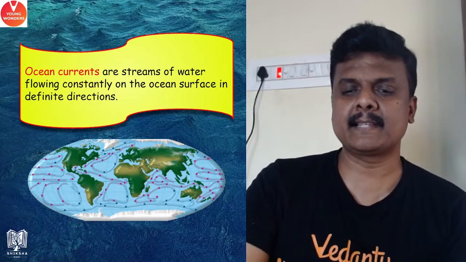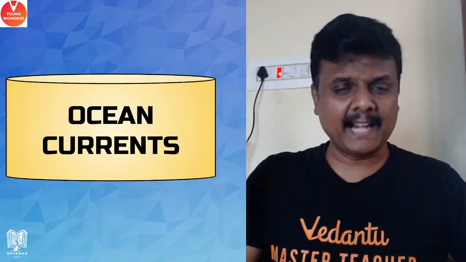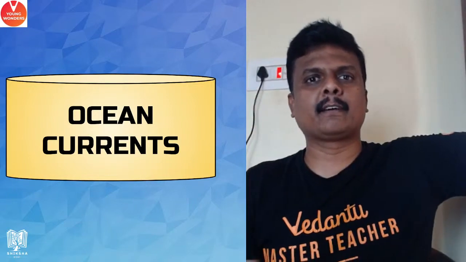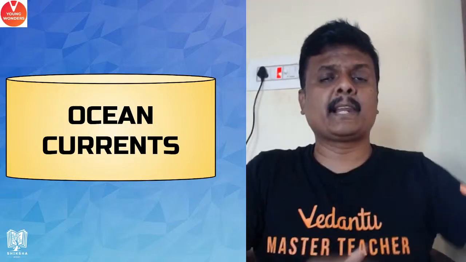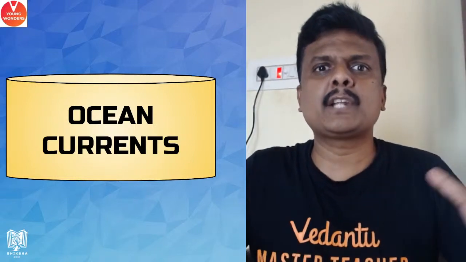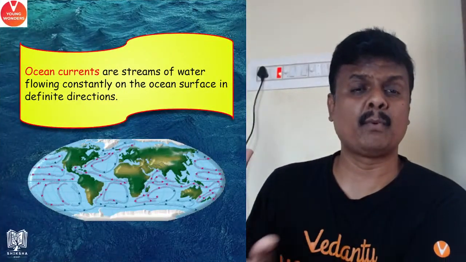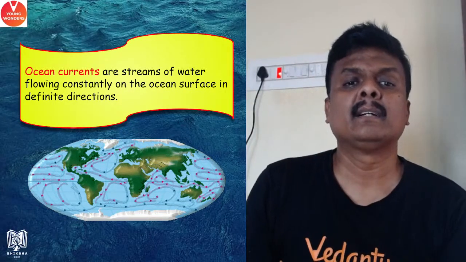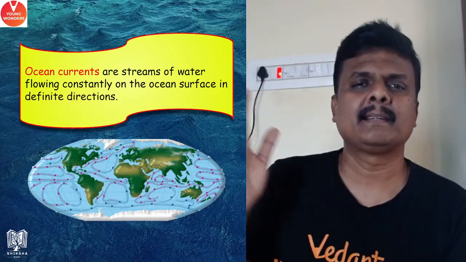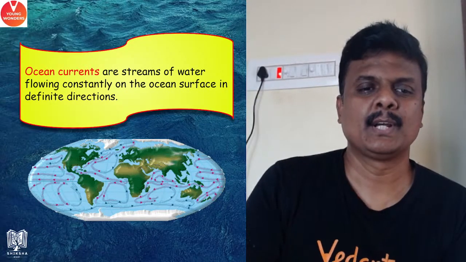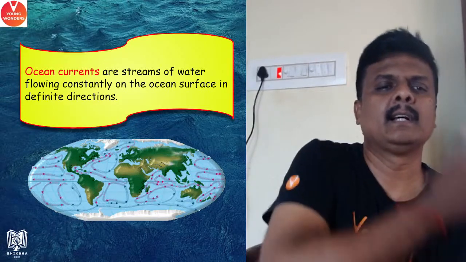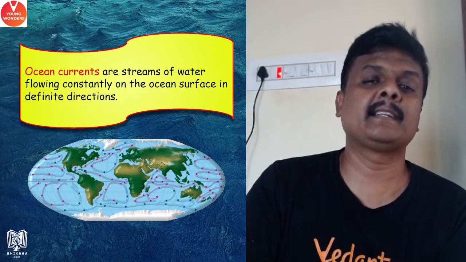Ocean currents. What are currents, guys? Because of high tides or low tides in general, there is a mass movement of water. The entire ocean water moves in some direction. This movement of a large mass of water in some direction, you call that a current. It could be for any reason. So there are large masses of water, streams of water flowing constantly on the ocean surface. They keep moving. Ocean currents are nothing but streams of water flowing towards one definite direction.